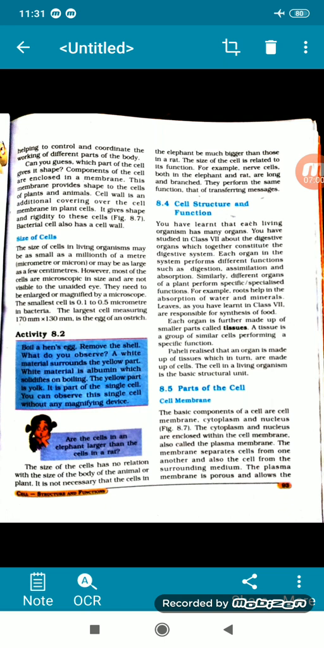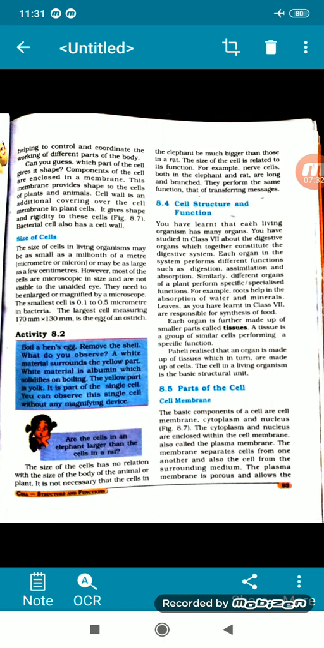Cell structure and function. You have learned that each living organism has many organs. Each organ in the system performs different functions such as digestion, assimilation and absorption. Similarly, different organs of a plant perform specific functions. For example, roots help in the absorption of water and minerals. Leaves, as you have learned in class 7, are responsible for synthesis of food, means making of food.